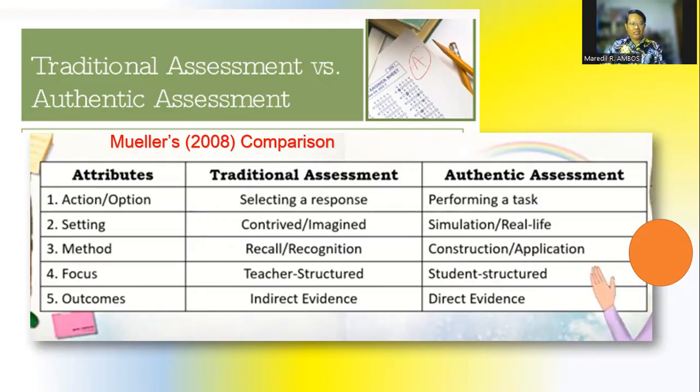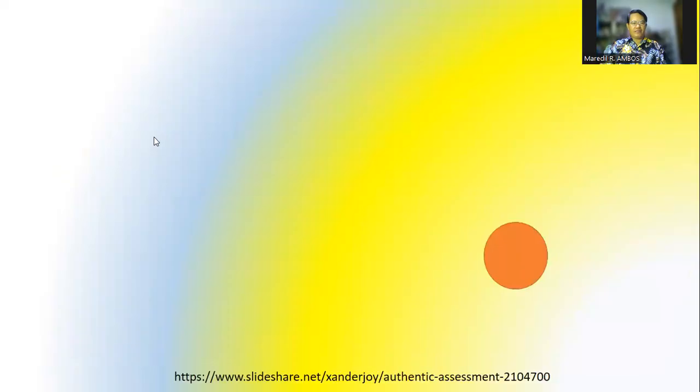Again, according to Miller, if he's going to compare traditional and authentic assessment, there are 5 attributes to consider. Okay, the first is, of course, number 1, action or option. The second is setting. We have the third, which is method. Okay, the fourth is focus, and the fifth is outcomes. Okay, so that's the comparison between traditional and authentic assessment.